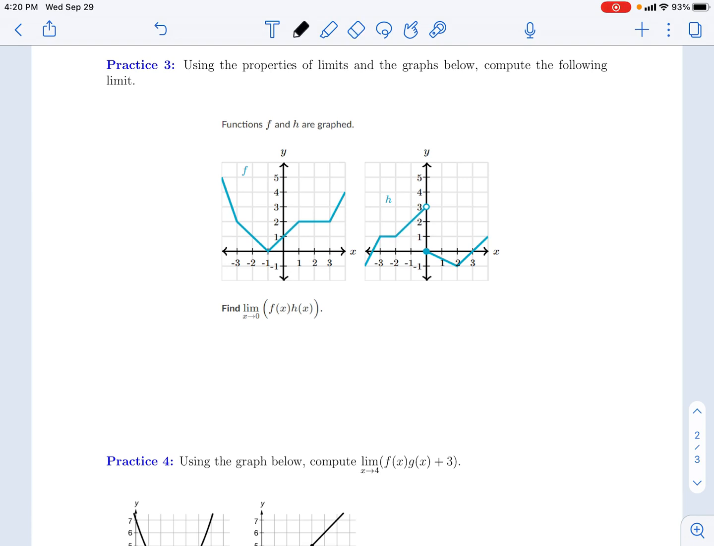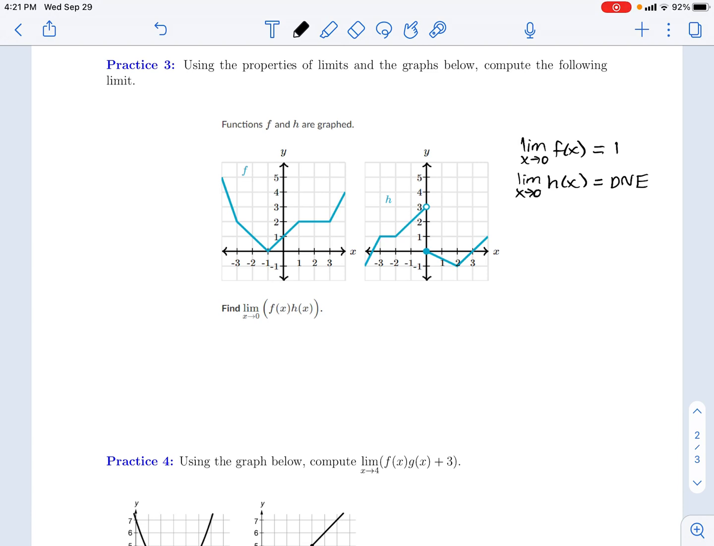Before I start using properties of limits, I want to first make sure that the limit as x approaches 0 of f of x exists, and that the limit as x approaches 0 of h of x exists. So I'm going to write that over here. Let's figure out the limit as x approaches 0 of f of x, and the limit as x approaches 0 of h of x. Looking at the graph, you can see that the limit as x approaches 0 of f of x is 1. But the limit as x approaches 0 of h of x doesn't exist, right?